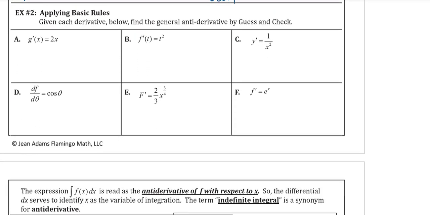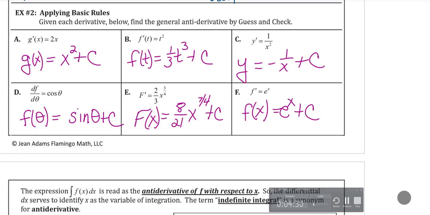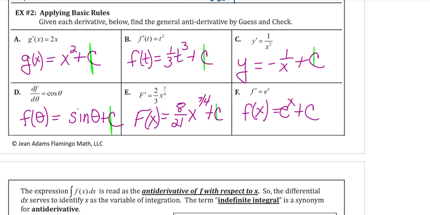Given each derivative here in example 2, find the general antiderivative by guess and check. I'm not going to have us guess and check because we have already done some of these. So I am just going to have you do these with the rules we've already developed in class. If you want to pause the video here, I'm going to write the answers. Okay, so there are the antiderivatives for each of these, and for every one of them, I have a plus c, because we don't know exactly where it's going to be oriented on the grid. That's going to be determined by being given an initial condition.